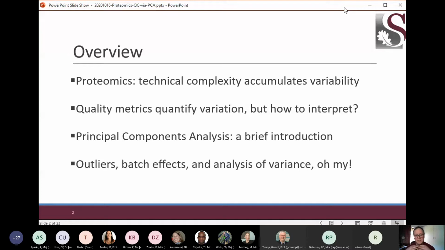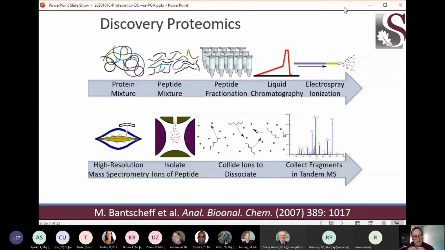So let's talk about a typical set of technologies that we would use for shotgun proteomics. Ask what collection of proteins are found in this mixture. So we start with, as I noted, a protein mixture. Paradoxically, one of the first things we do makes that mixture much more complex by digesting it with something like trypsin to produce peptides. Those peptides, in turn, are hugely complex.